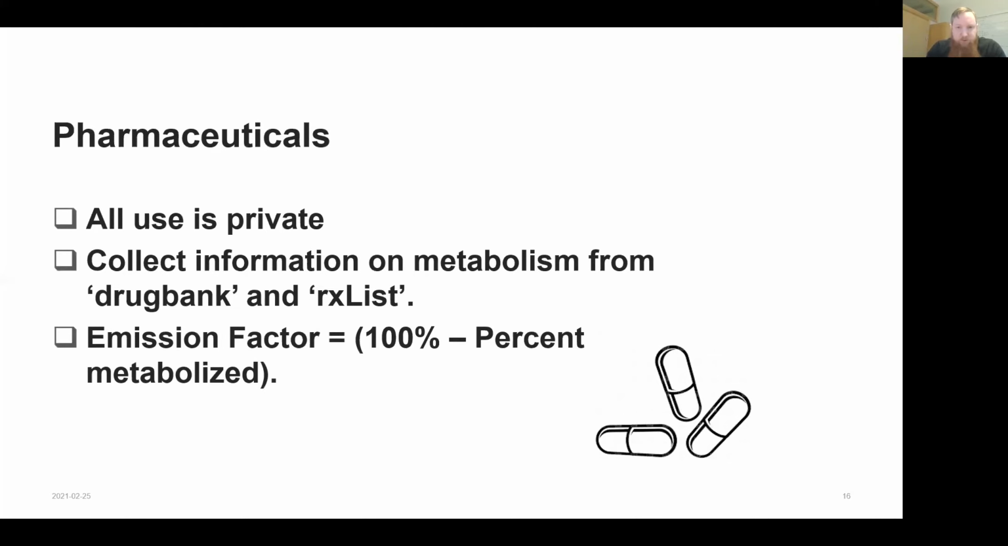There is no industrial use of prescription pharmaceuticals. The emission factor in turn is then 100% minus the percent which is metabolized, which basically just means that it is 100% minus whatever your body breaks down after you have consumed the pharmaceutical. And in order to get that data, we went through both DrugBank and RxList, which is basically just two collections of this type of information, to extract that metabolic rate.